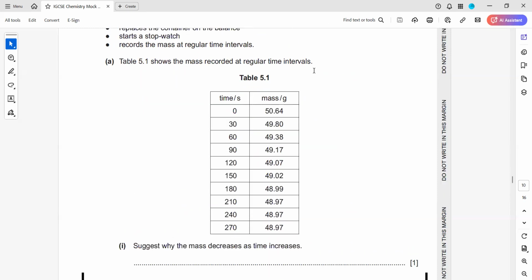Table 5.1 shows, as you can see, that in the beginning the mass was 50.64. Then it becomes 49.8, 49.38, and so on, until it reaches 48.97, 48.97, and 48.97. So when the mass is not changing, what does this give an indication of?